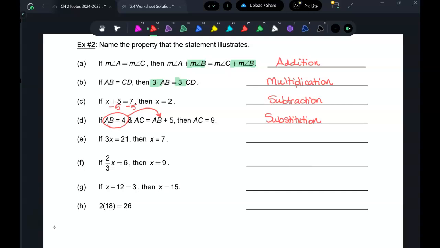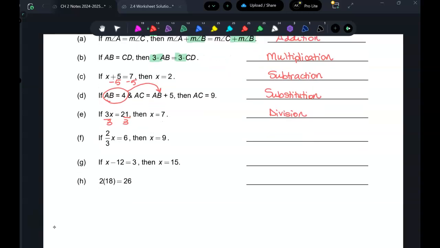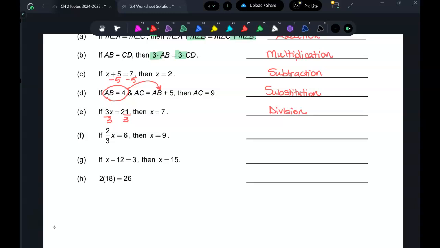How do I solve? If I have 3x equals 21, x equals 7, what do I need to do to solve? Divide by 3, so division. If I have a fraction, I would multiply by the reciprocal. So I would multiply by 3 over 2. So I would say multiplication.